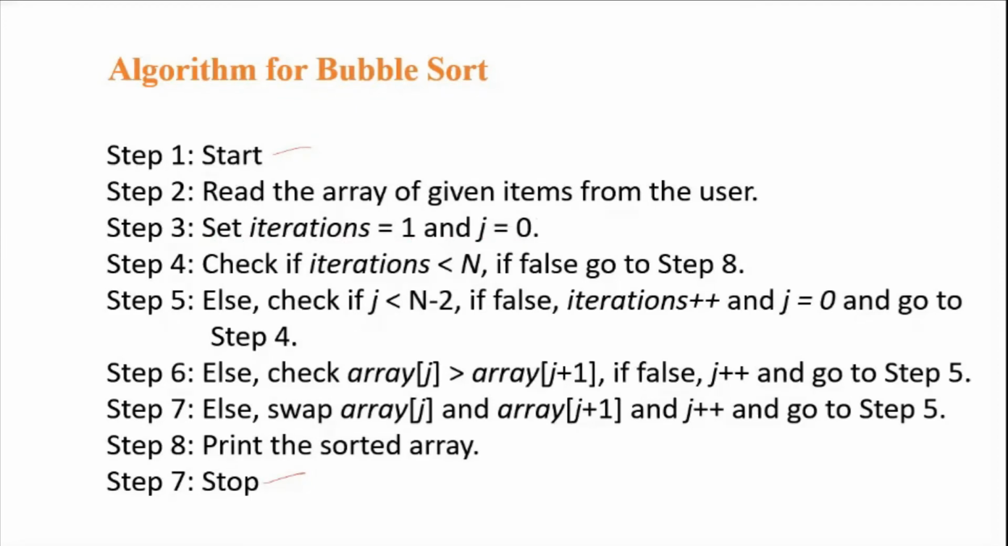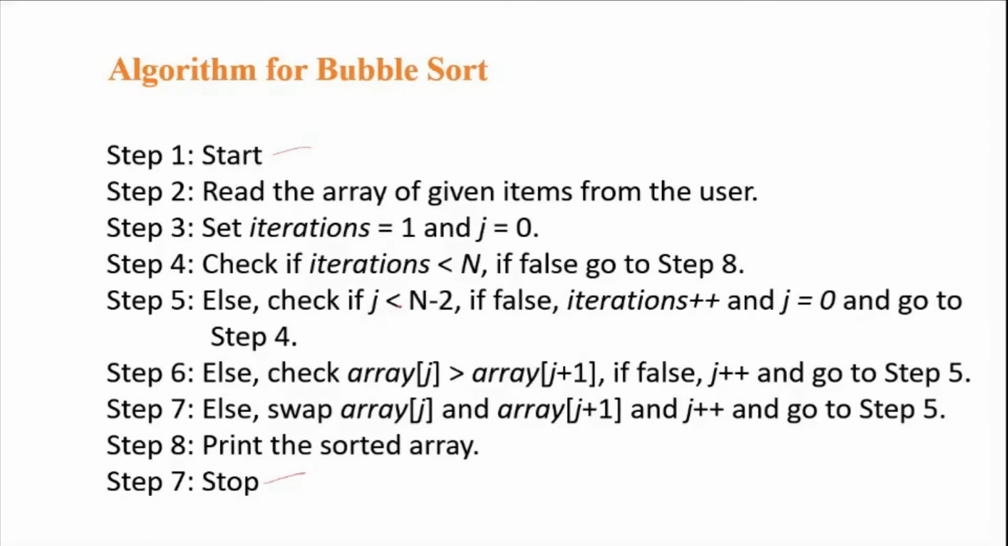j is for the different steps and iterations is for the different iterations, as we said in the previous slides. So check if iterations is less than n. If it is false, that is, if iterations is greater than or equal to n, we go to step 8, that is, print the sorted array. That is, if no more iterations are possible, that is, n iterations are already done, then we can print the sorted array.